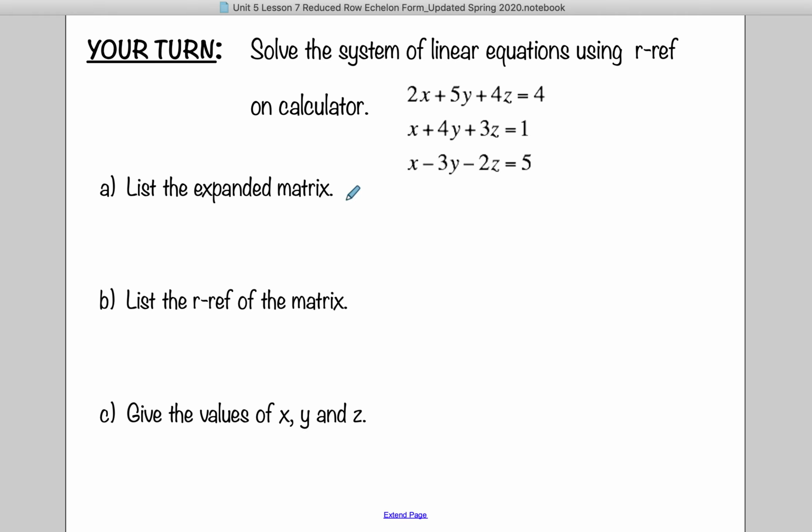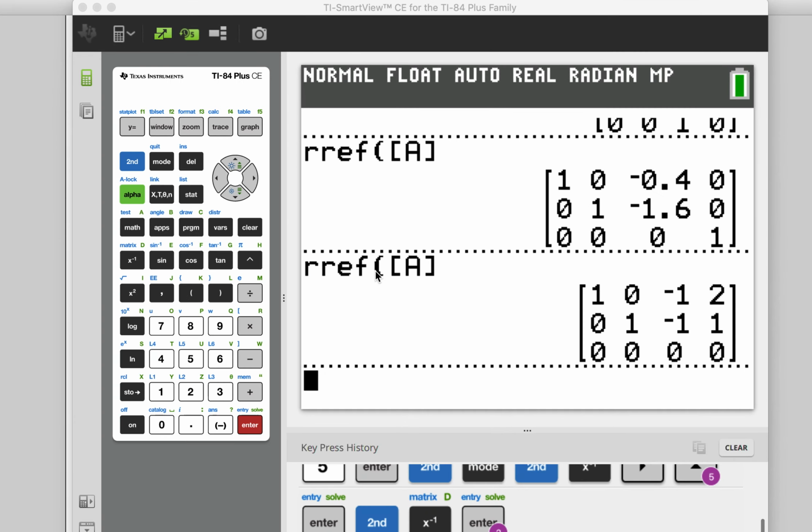Let's go ahead and just give this one a try. So our expanded matrix would be 2, 1, 1, 5, 4, negative 3, 4, 3, negative 2, and then my constants 4, 1, and 5. Okay, let's go ahead and do the RREF on our calculator. You guys are probably getting really quick with this.